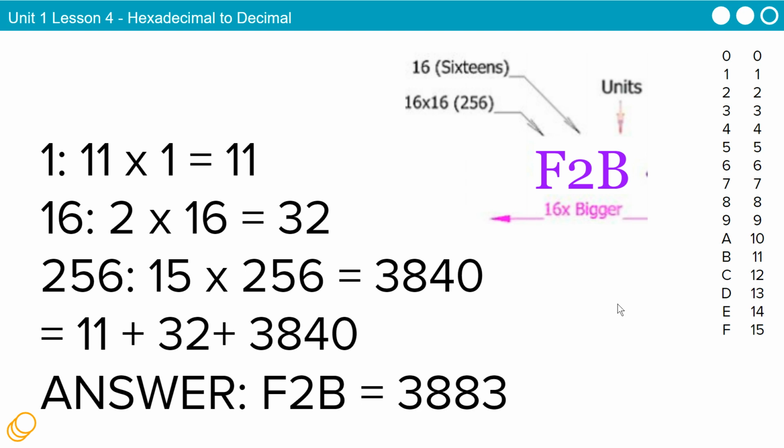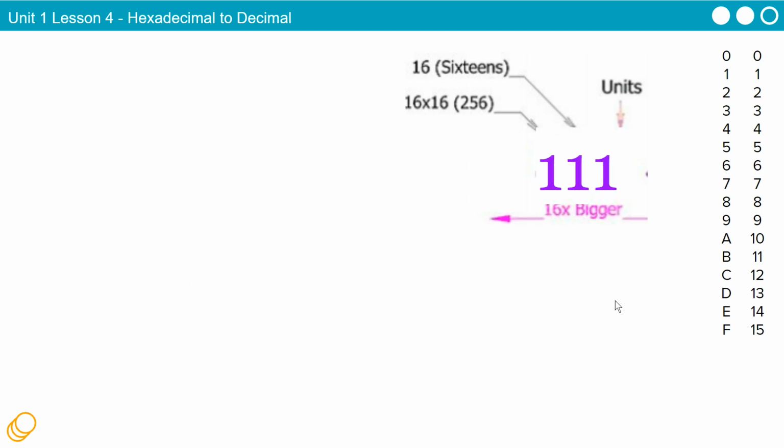Okay? So multiplication and addition. Let's do one more. Okay, all right, let's do one more. 111. It's the exact same process. You just have to figure out what the values are. What's the ones place? What's the 16s place? What's the 256 place?